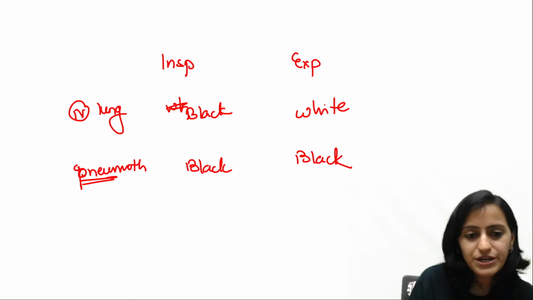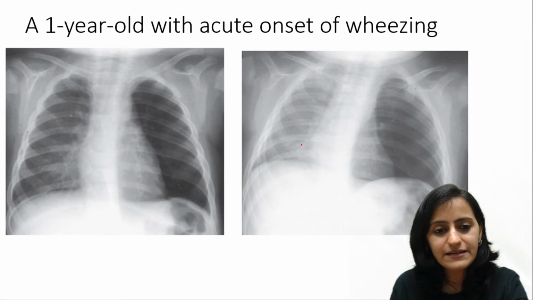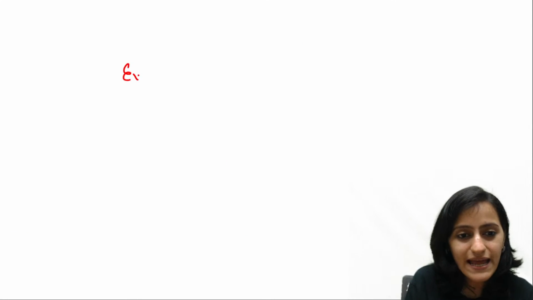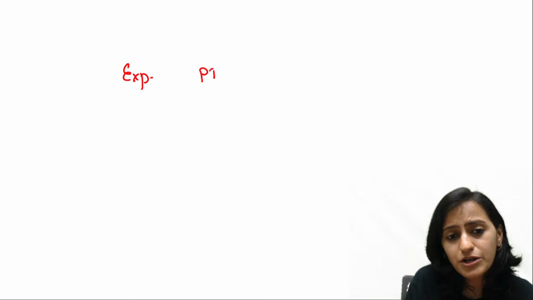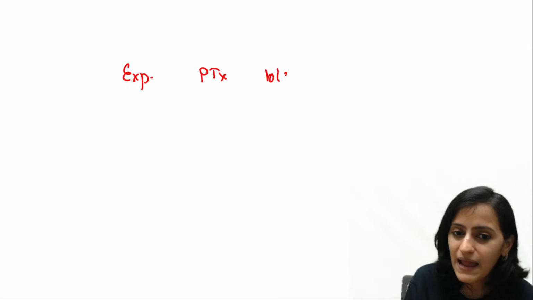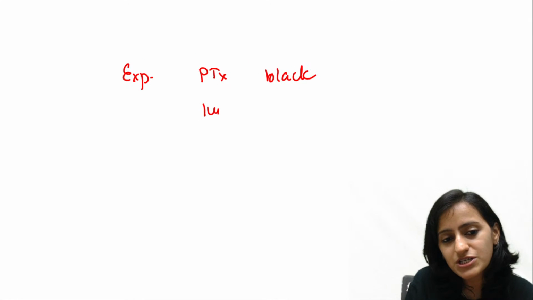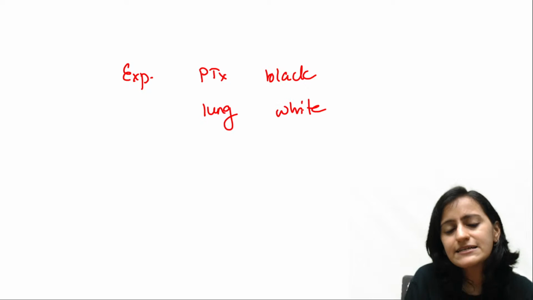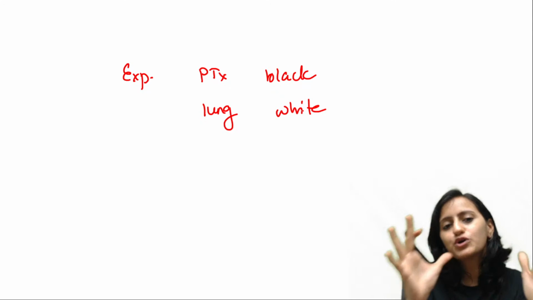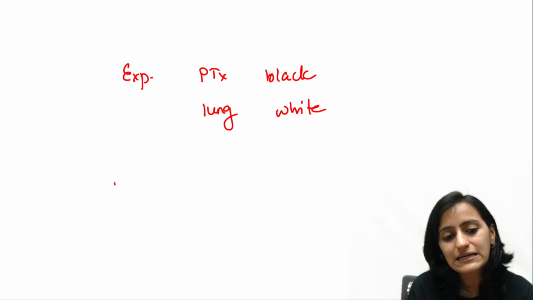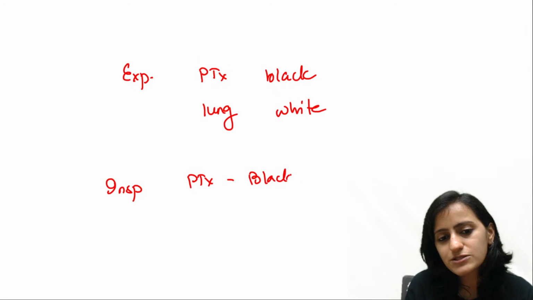Okay, now look at the finding. In expiration, your pneumothorax is black, and the lung becomes white. So the white lung gives a good contrast to the surrounding black pneumothorax. In inspiration, the pneumothorax is also black.